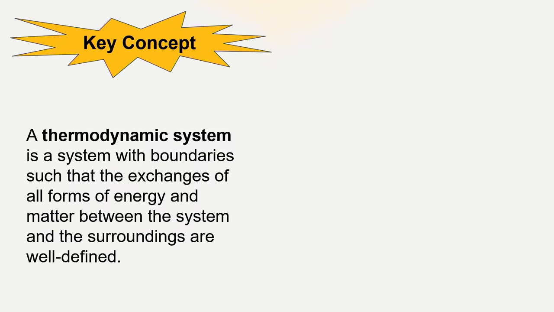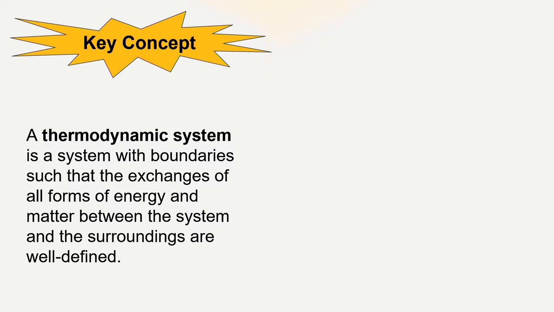So I've said what we mean when we talk about a system in general, but now let's drill down and talk about what we mean specifically when we talk about a thermodynamic system. A thermodynamic system is a pretty exhaustive definition of a system in that it's a system with boundaries such that the exchanges of all forms of energy and matter between the system and its surroundings are well defined. So you have to be able to account for basically anything that's coming into and out of a system. So it's, like I said, a fairly exhaustive definition.